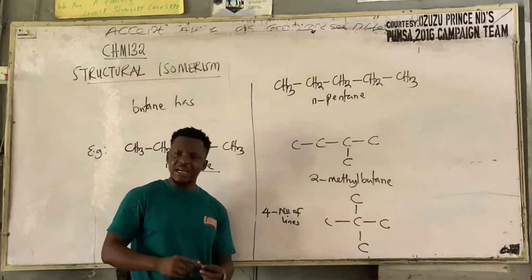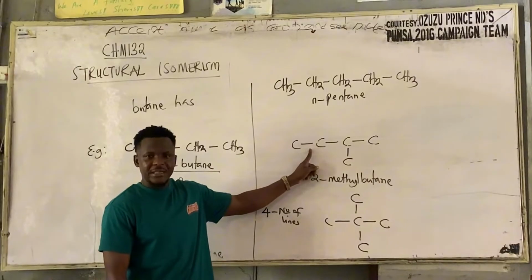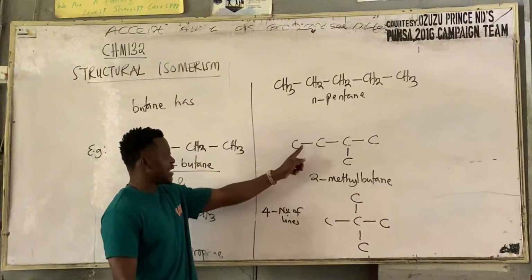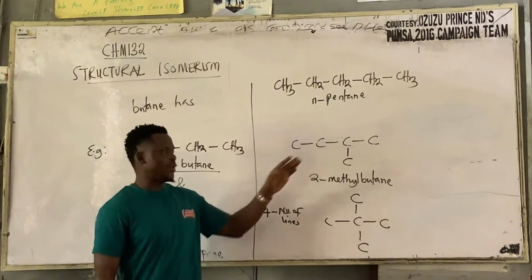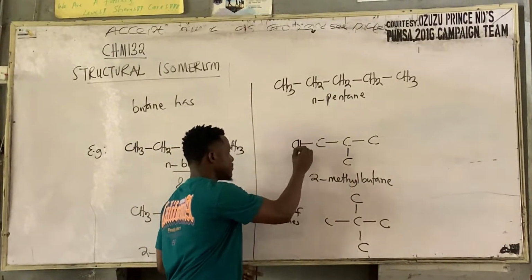What do I mean by number of lines? Each of these carbons possesses lines or bonds, and a carbon is supposed to have a maximum of 4 bonds. So if this carbon has 1 bond, to know the number of hydrogens present here, I'll say 4 minus 1. That will give me 3. So again, we'll have 3 hydrogens.